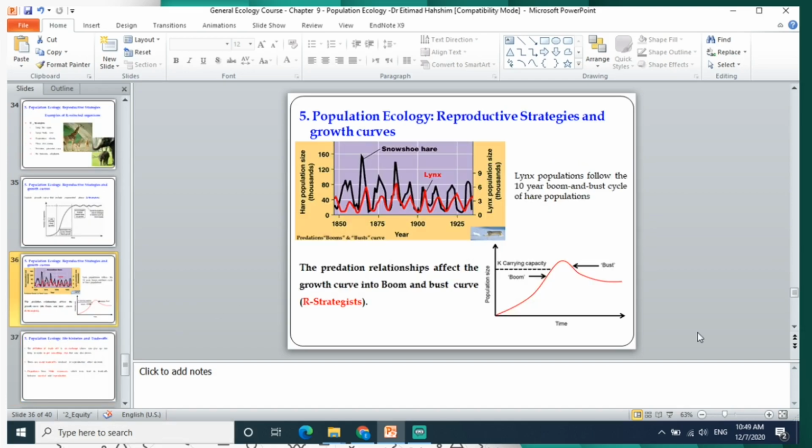If you look at the predation relationship and its effect on the growth curve, the growth curve for lynx and for hare is called a boom and bust curve. Because they are always affected by predation, they follow r strategies. They produce too many, then too few, and then too many again, in a cycle. When the population is too high, it is a boom. Then when it goes down or is about to finish, we call it a bust.